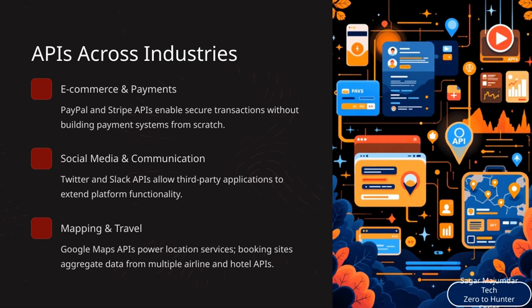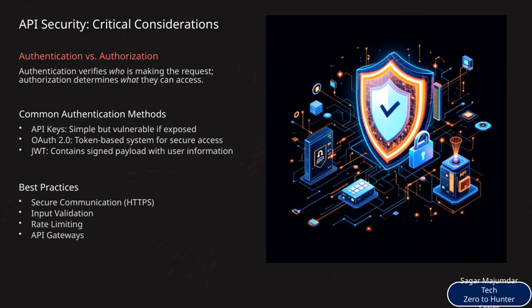All of these examples show how APIs serve as essential connectors across industries, enabling innovation and efficiency. They're really the backbone of the interconnected digital world we're building today. Now, let's talk about API security and some critical considerations.